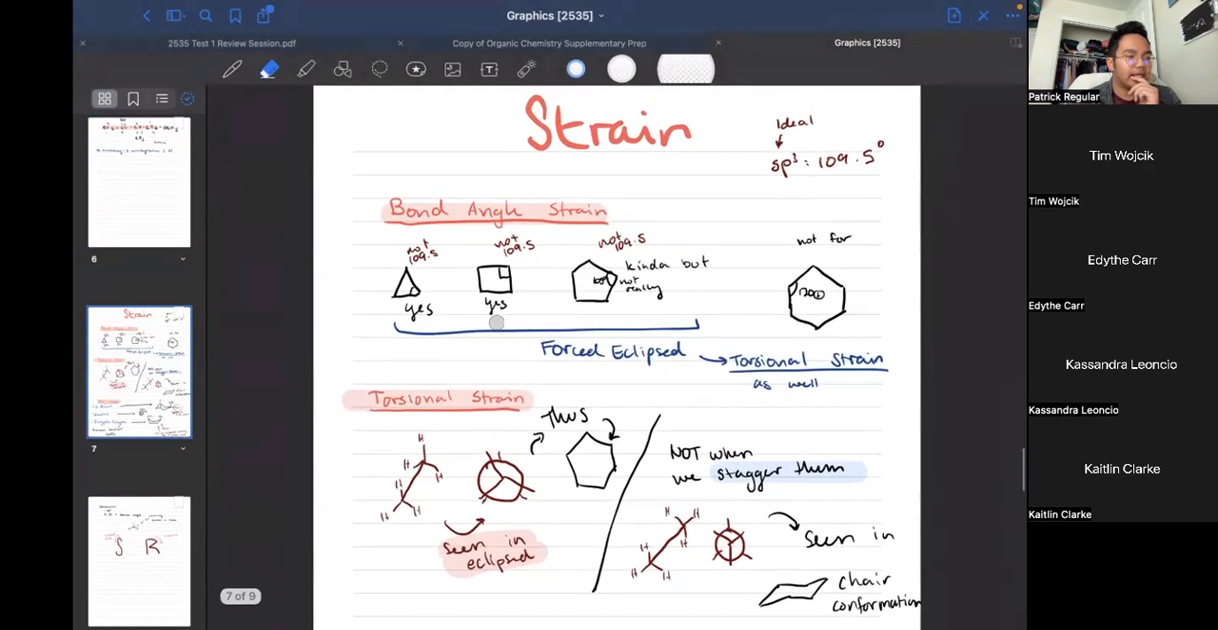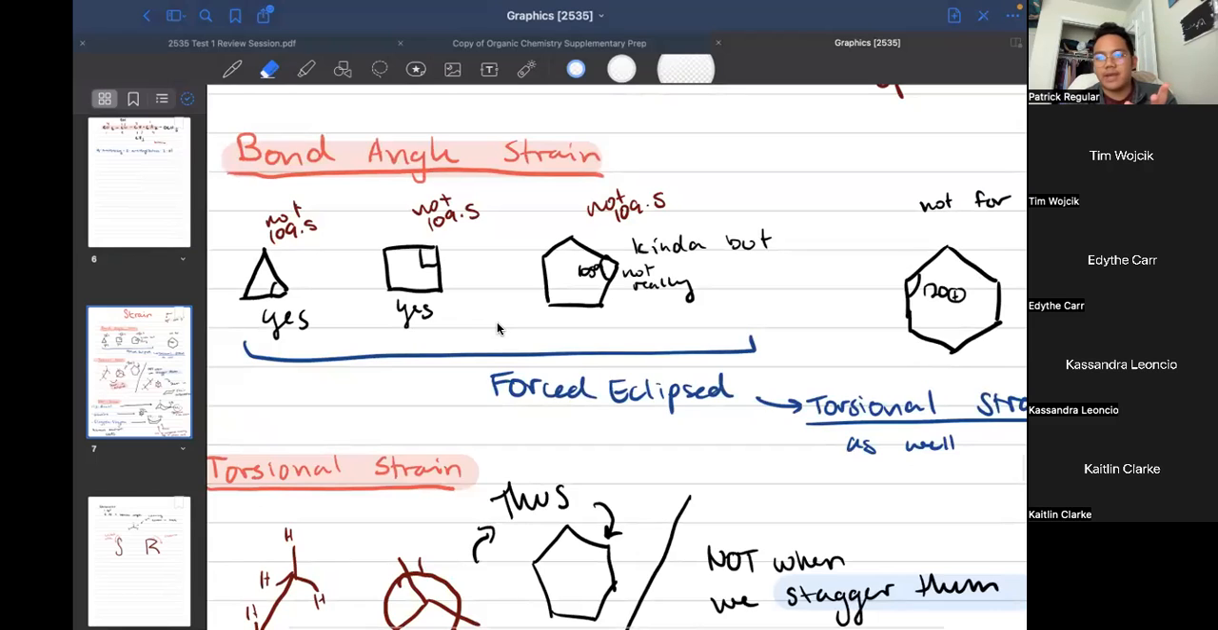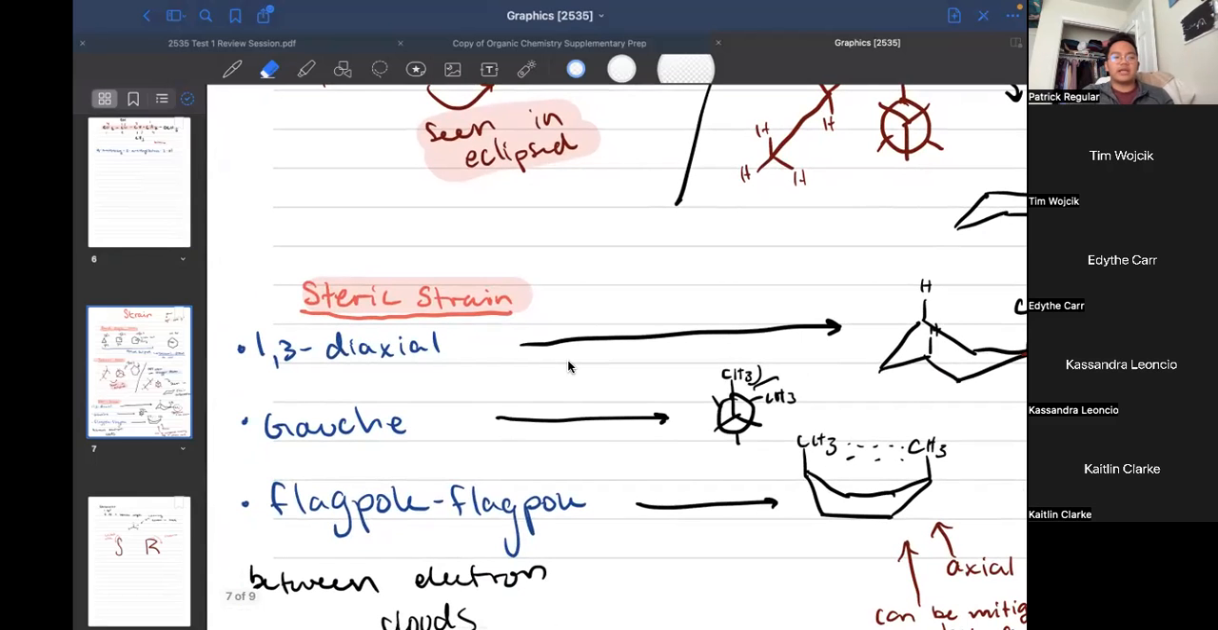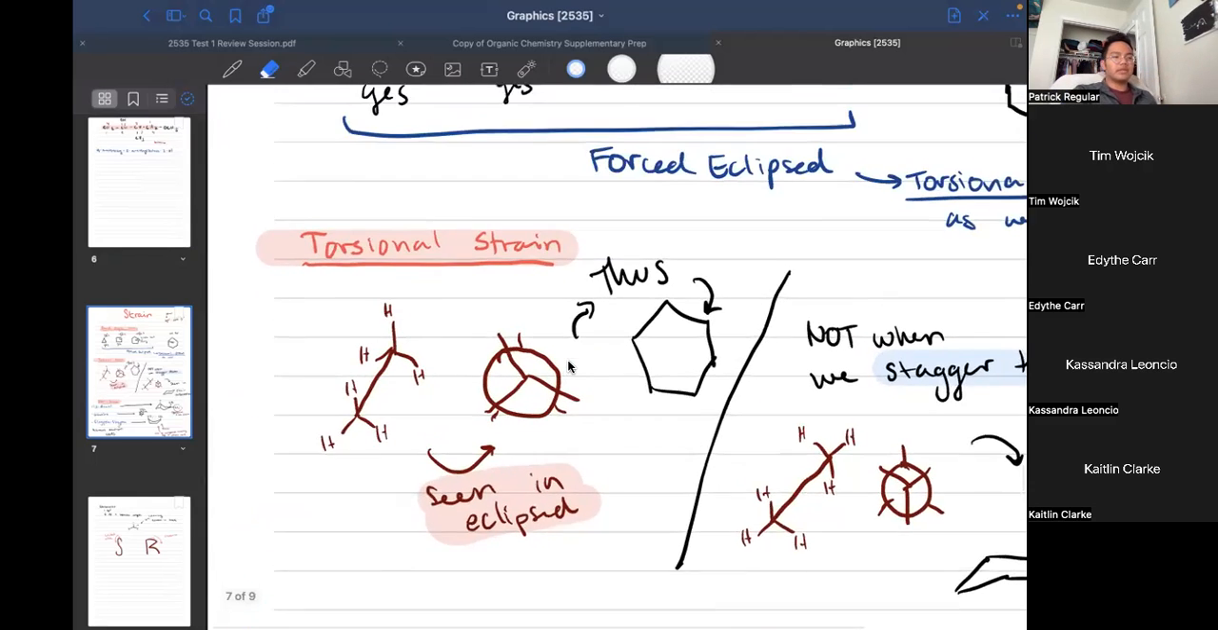Bond angle strain is only seen in cyclic compounds. So that's a pretty neat thing. So if it's not cyclic, if it's like an alkane or a carbon chain, you can only have torsional strain or steric strain because there's no bond angle strain. It's not cyclic.